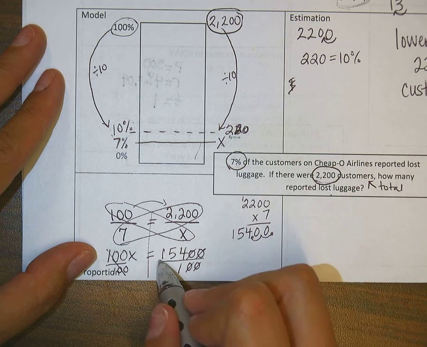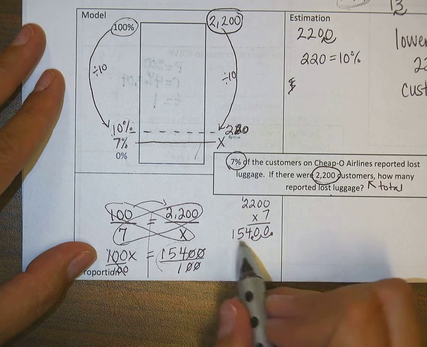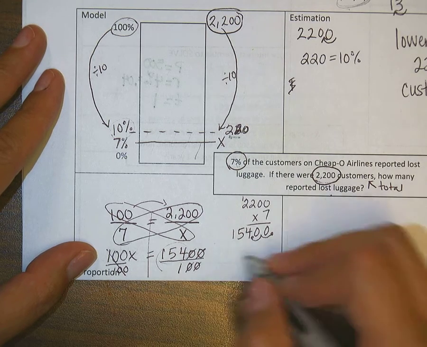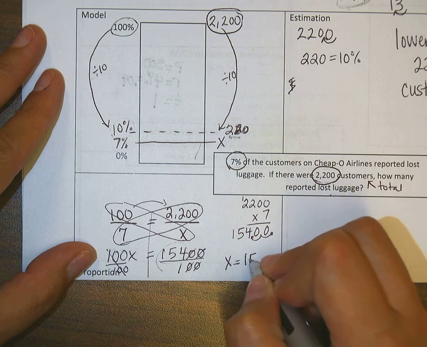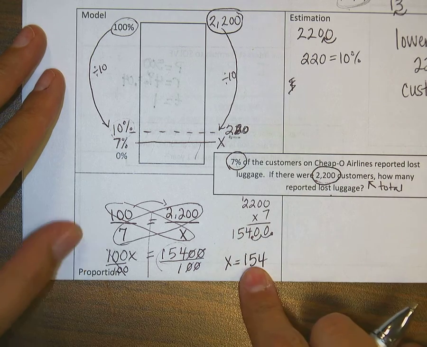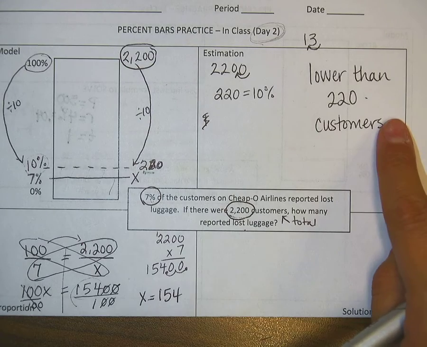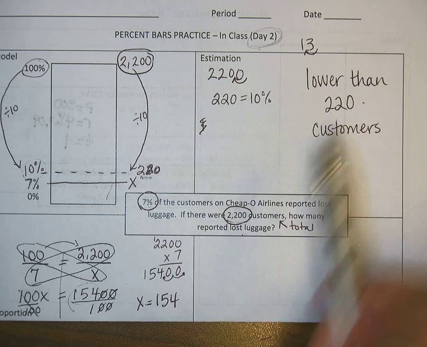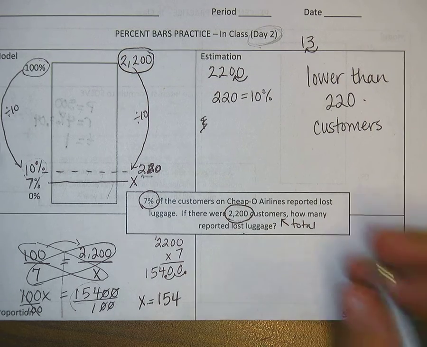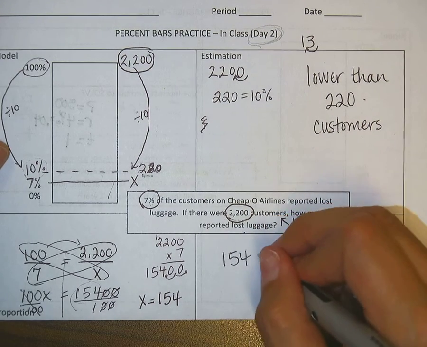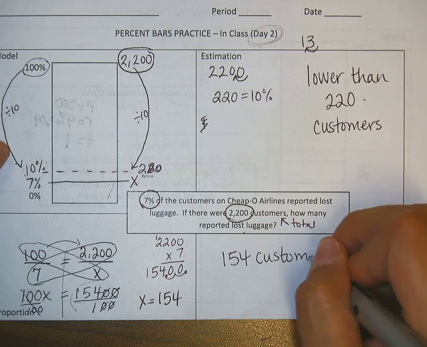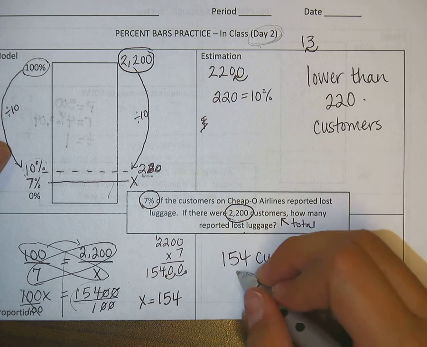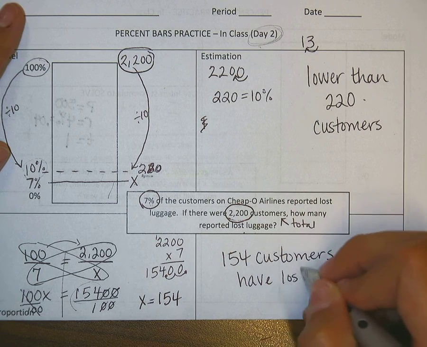This is the same idea as dividing by 100 means moving your decimal to the left twice. So notice, here I have 154 over 1, and here when I solved it, I have 154. Both answers are exactly the same. So x is equal to 154. And then I can look to see, is that close? Well, I'm going to say yes because I knew it had to be lower than 220 customers, and 154 customers would work out pretty good. So 154 customers. And what about those customers? Let's see. Ooh, they have lost luggage.